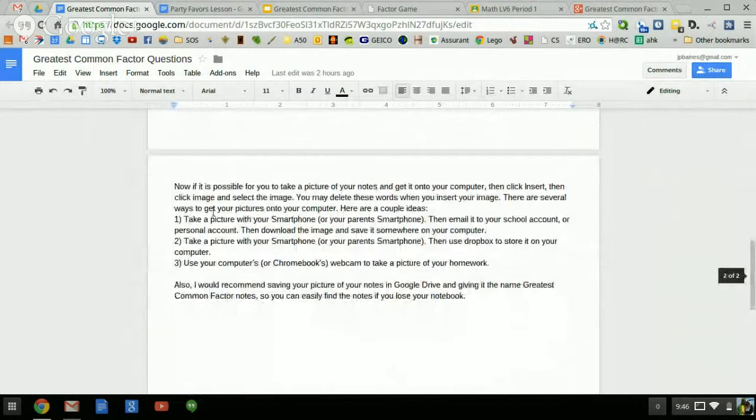Couple ways you can do it. Take a picture with your smartphone, email it to yourself. Take a picture with your smartphone and use it on Dropbox. I believe if you take a picture of it, you can put it straight onto Google Drive, and you can use it there. Or you can use your computer's webcam to take a picture.